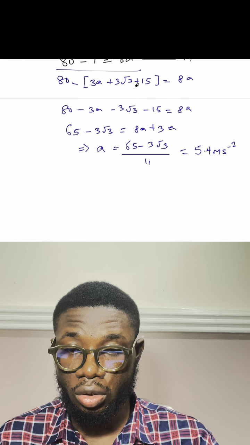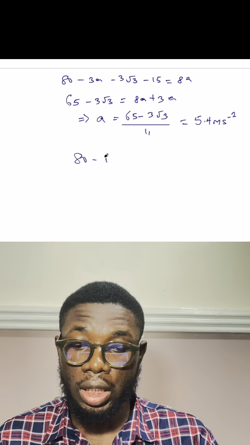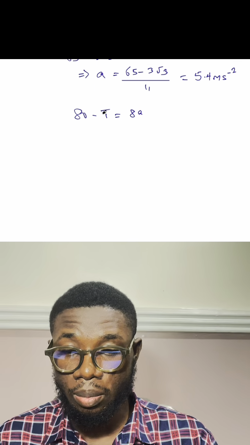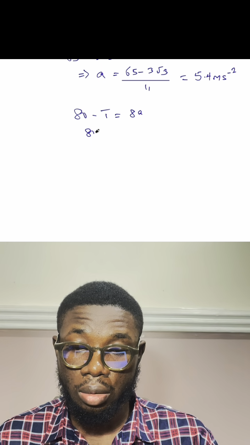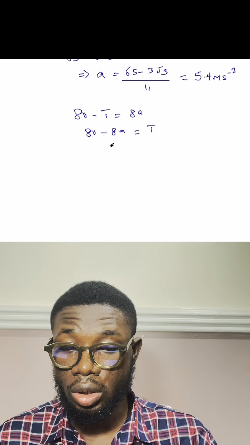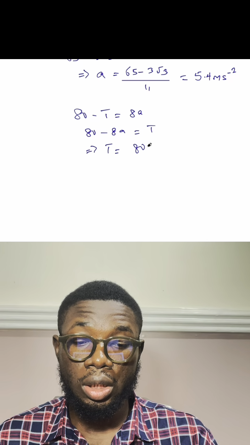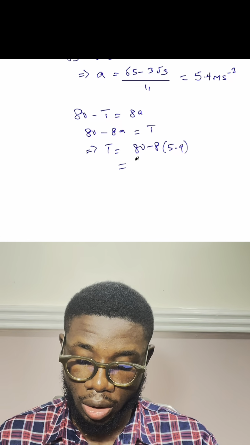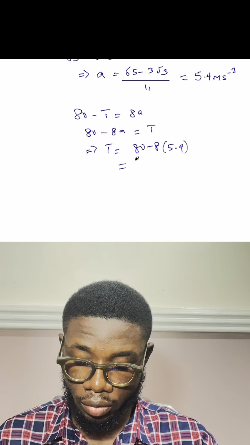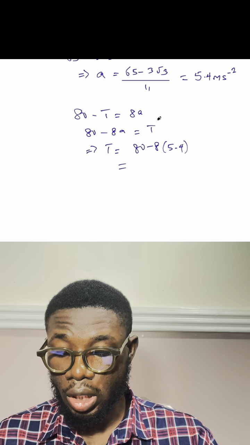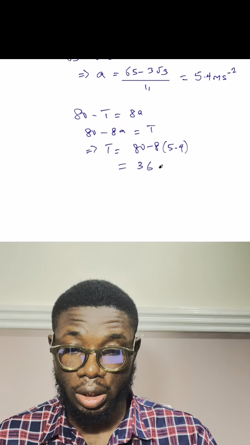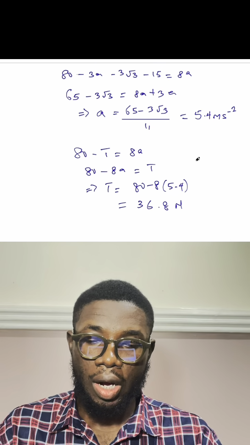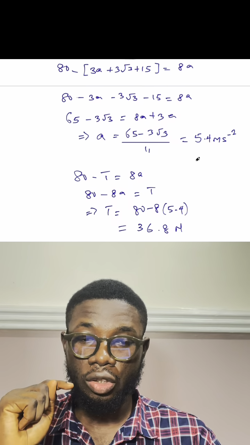Since you know your acceleration already, you just have that 80 minus tension equals 8a, from that equation 1. So that implies that 80 minus 8a equals tension. Hence, tension is 80 minus 8 times 5.4, and that is approximately 36.8 newtons. So you can see we have our acceleration for the system and we have our tension for the system.